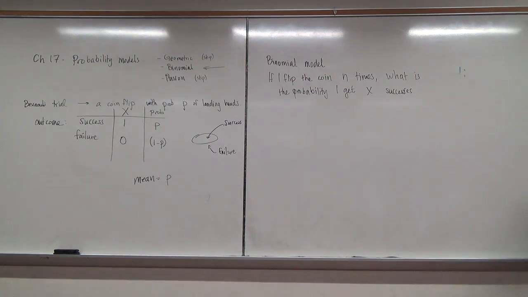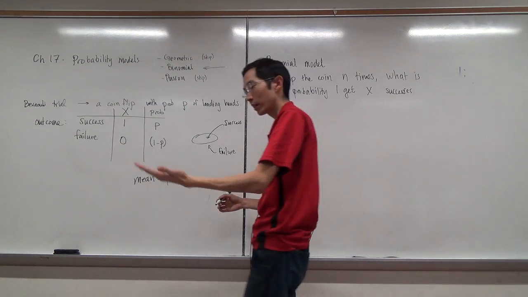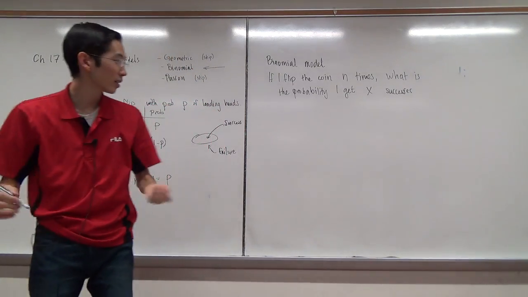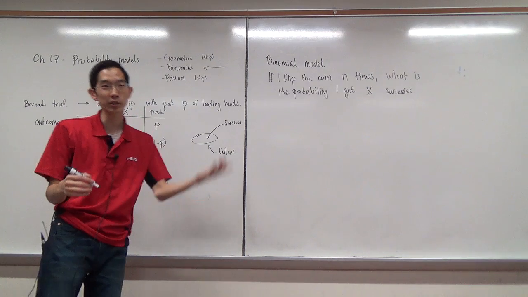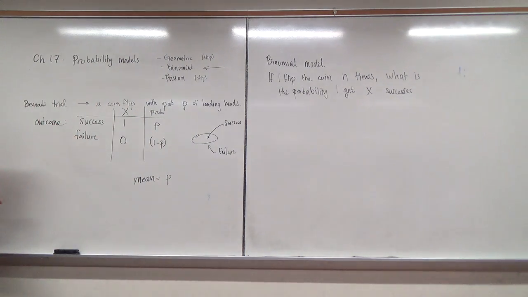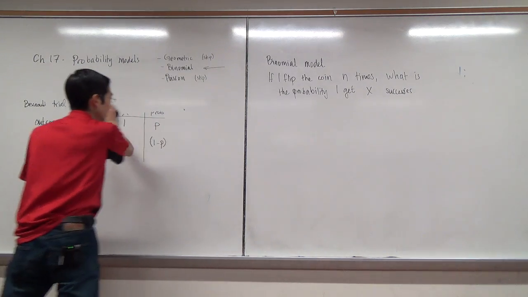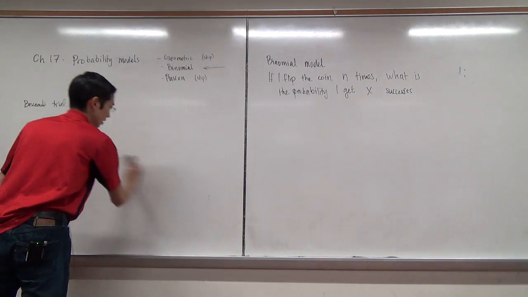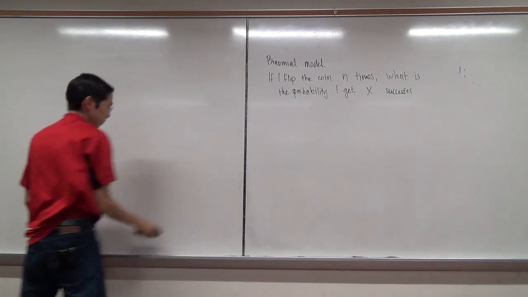Again, our coin is labeled on one side success and failure. We're just flipping it n times, and I want to know what's the probability that it lands on success x amount of times. So we can explore this.